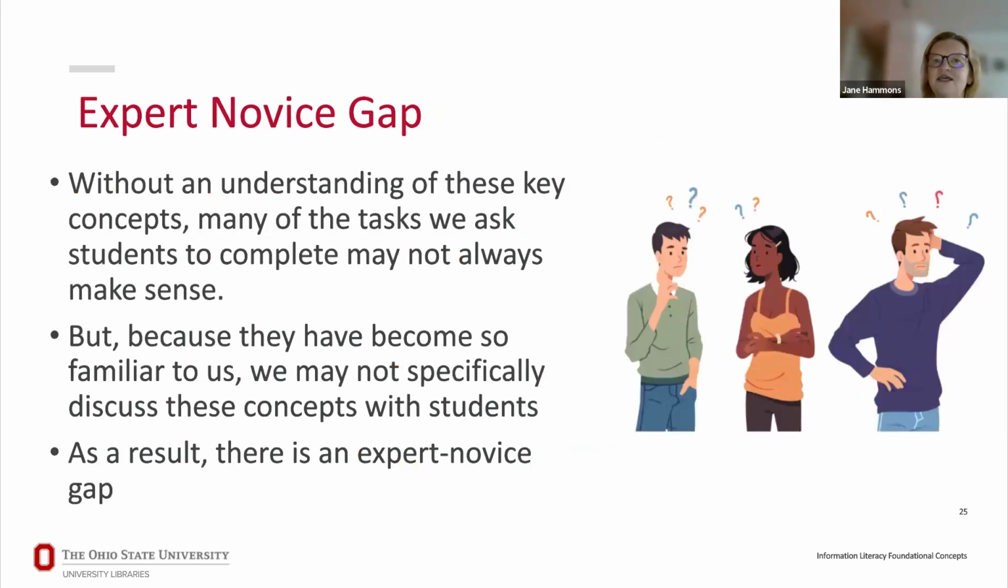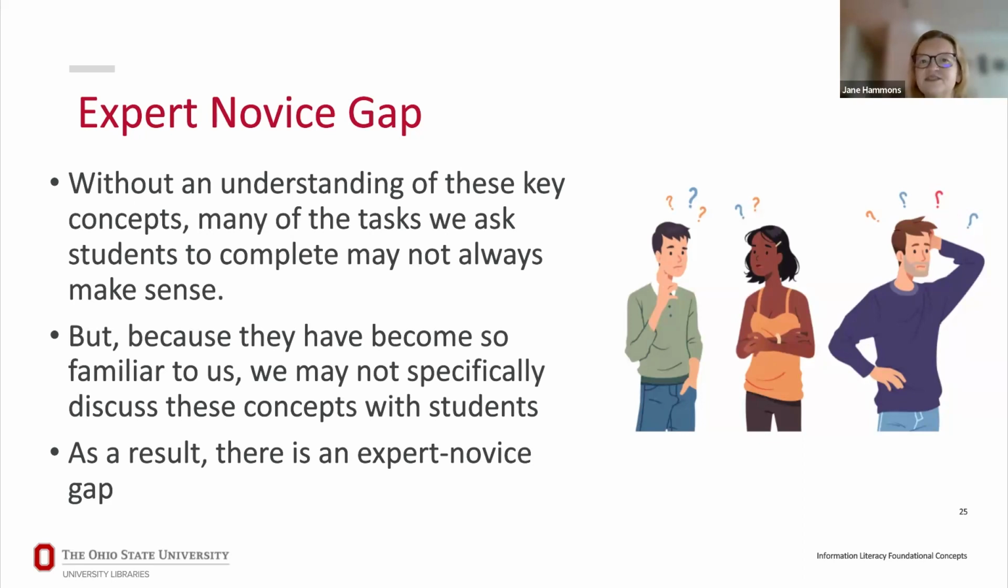So those are the 6 key concepts that are highlighted in the framework. And again, I have tons of resources on all of those that I'll share later in the slides. But I think the key point is, without an understanding of these key concepts, many of the tasks that we ask students to complete may not always make much sense, right? Because there's this gap between our understanding and the novices' understanding of what the purpose is, what we're trying to ask them to do.